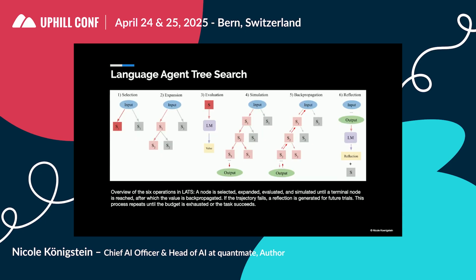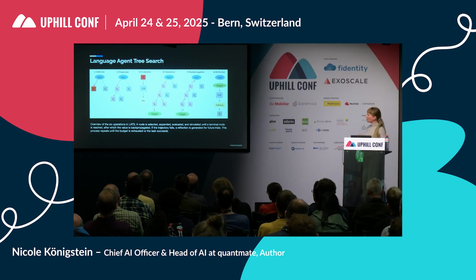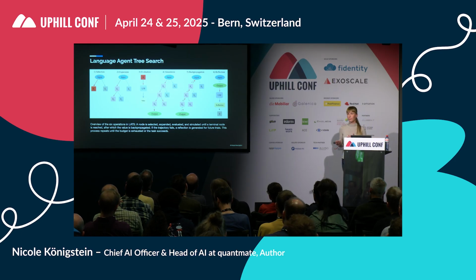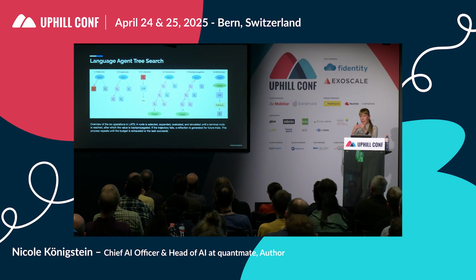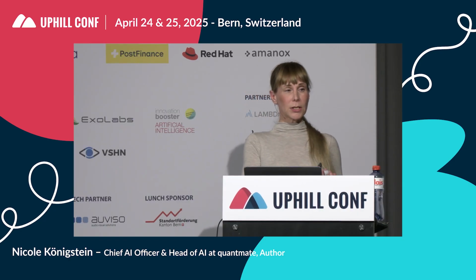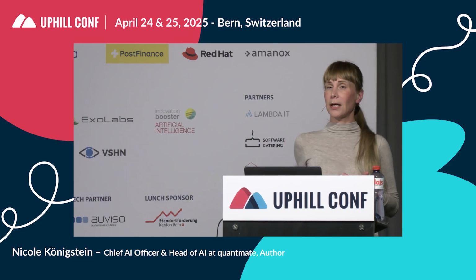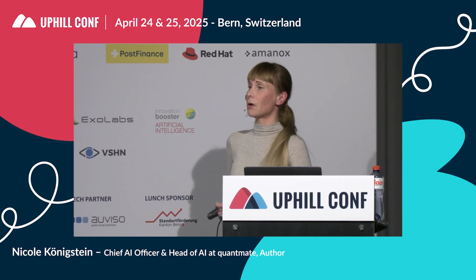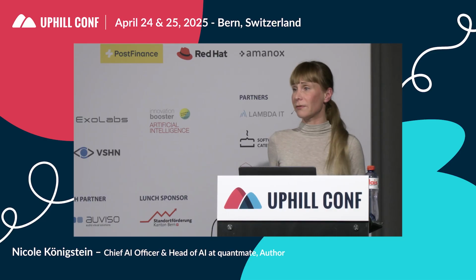This is a short overview of it. So you have the different stages: selection, the expansion of a tree, the evaluation, simulation, backpropagation, and then the reflection. The reflection is if you fail with the path, with the solution, or solving the task at hand, it stores it, it self-reflects, or you can also give in human feedback, and it stores that feedback. And it uses this for the next time when it's again starting to solve a problem so that it doesn't make the same mistake the second time.